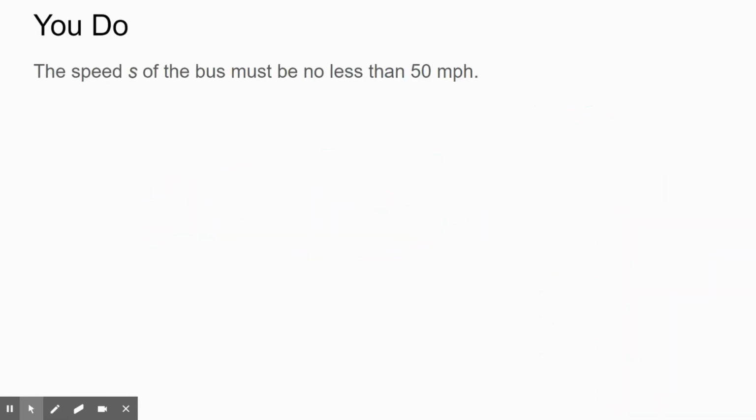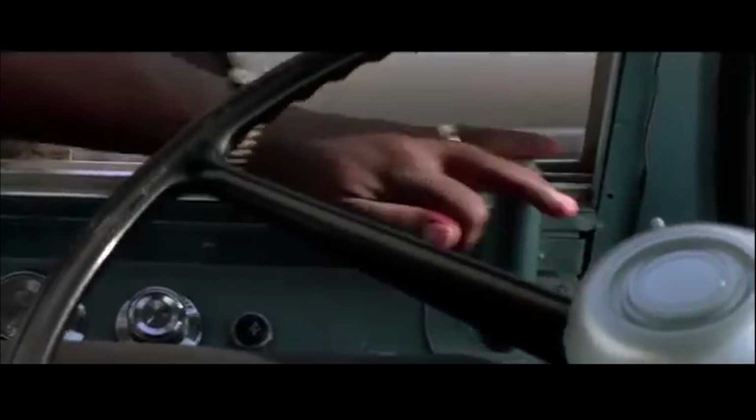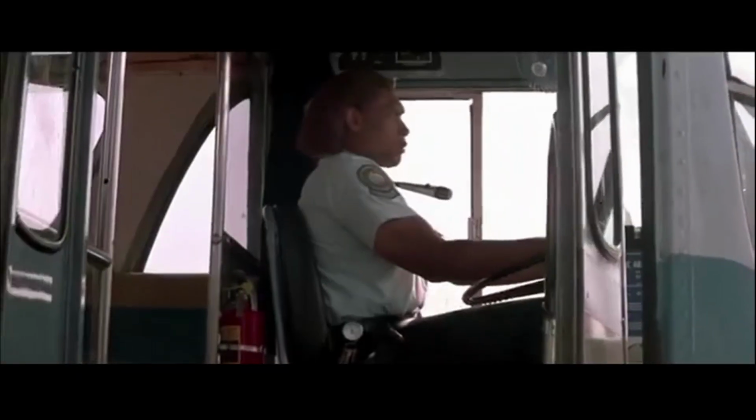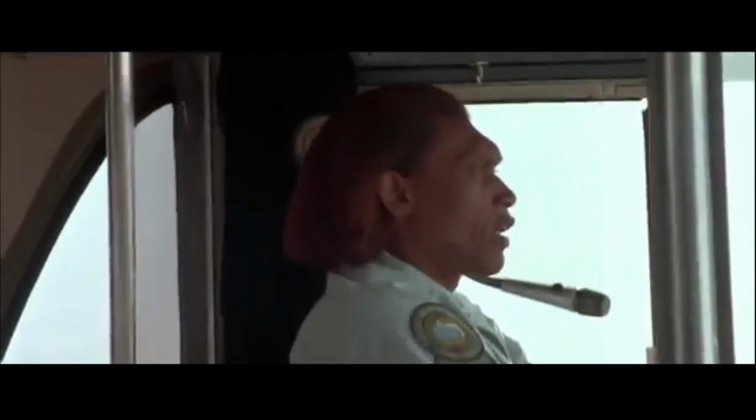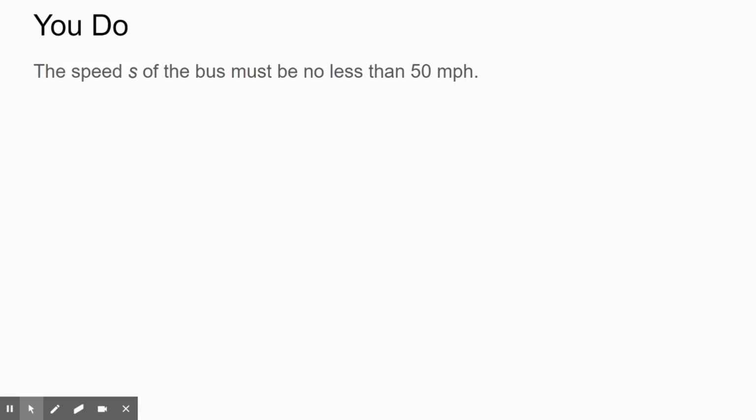So, our you-do problem for today. The speed S of the bus must be no less than 50 miles per hour. 50! Stay above 50! Alright? Take some time. Think about what are the inequalities that you have to use. What is the variable? What is the number? Pause the video. Shouldn't take you too long, I hope.